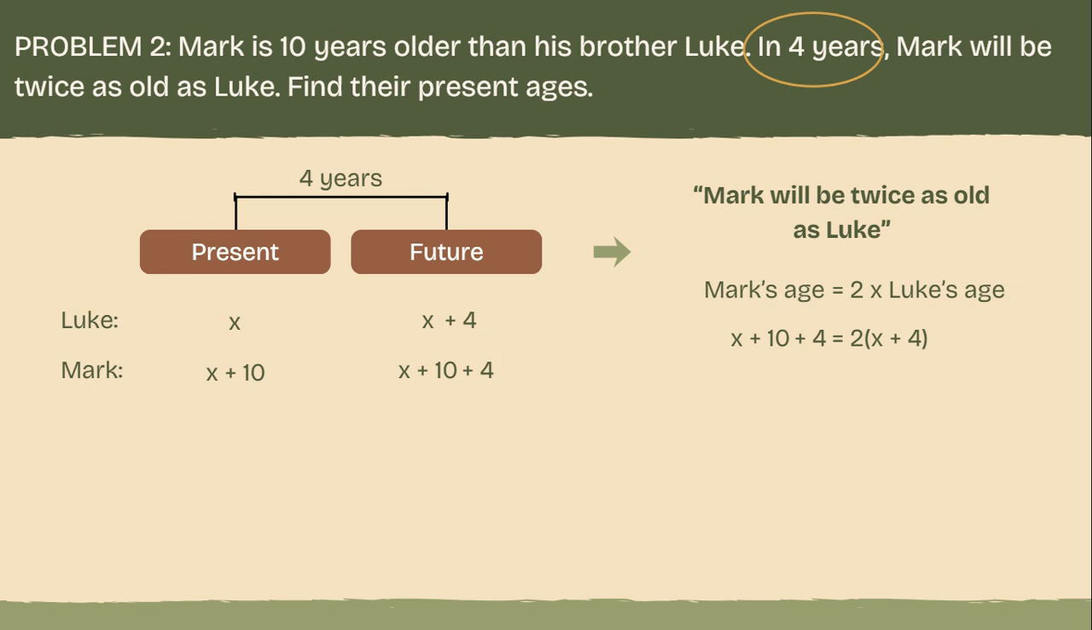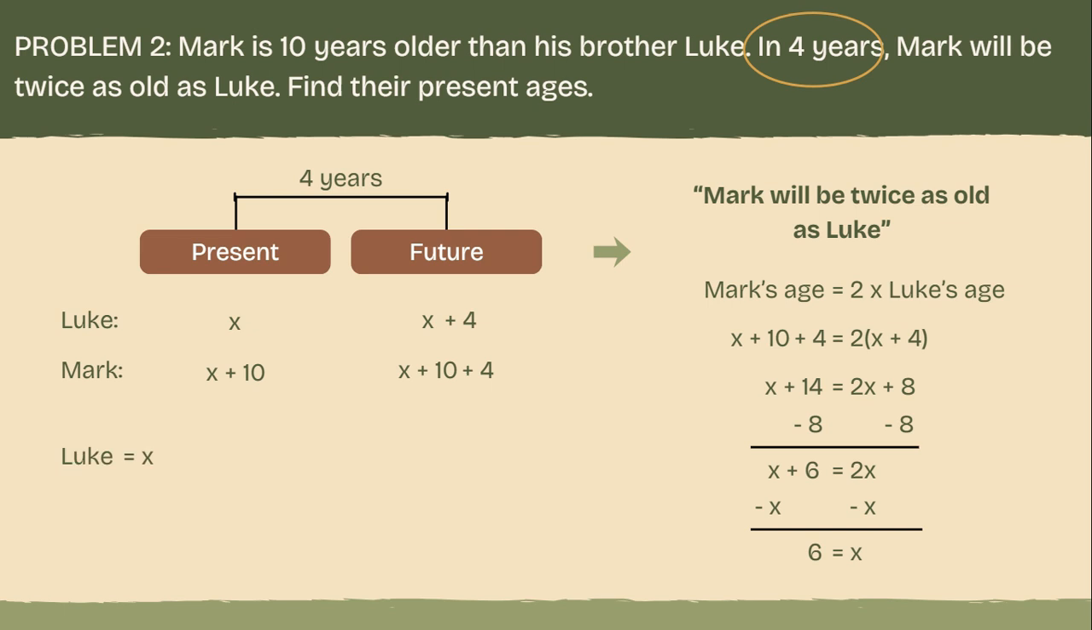Simplifying both sides, the left side becomes x plus 14, and distributing 2 on the right side gives 2x plus 8. Subtracting 8 from both sides gives x plus 6 equals 2x, and subtracting x from both sides gives 6 equals x. Now since X represents Luke's present age, Luke is 6 years old.